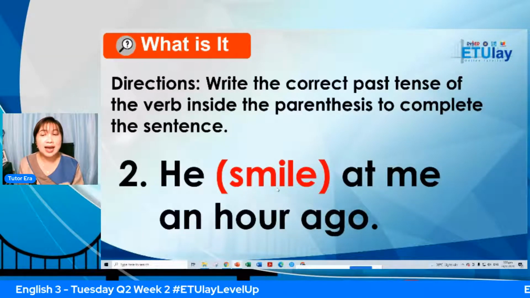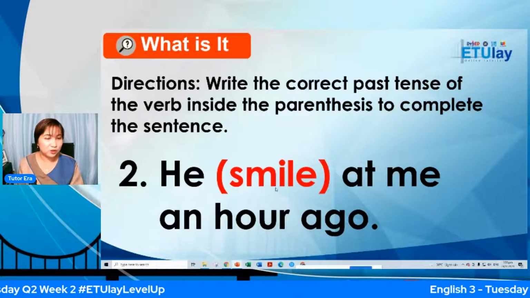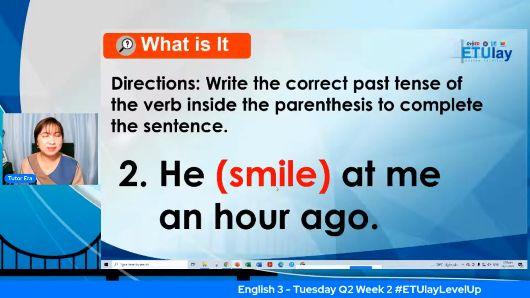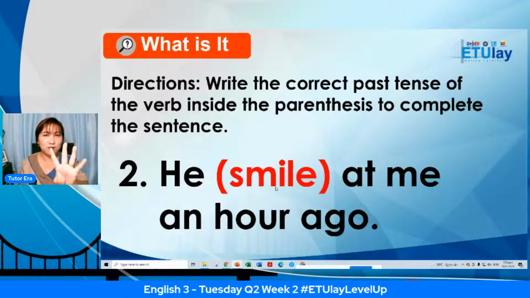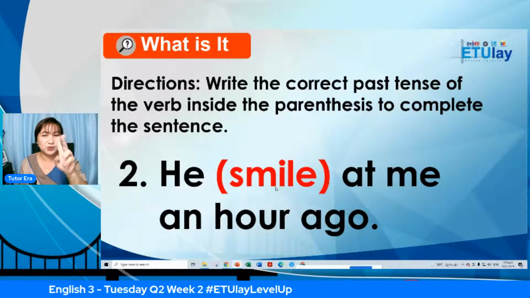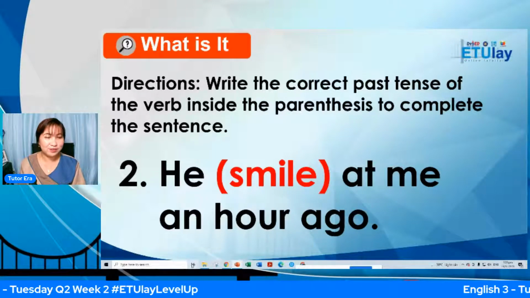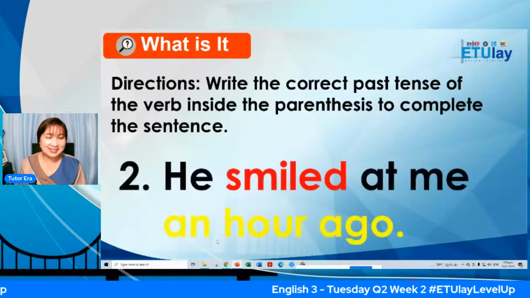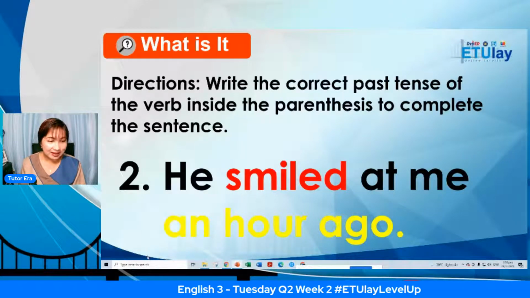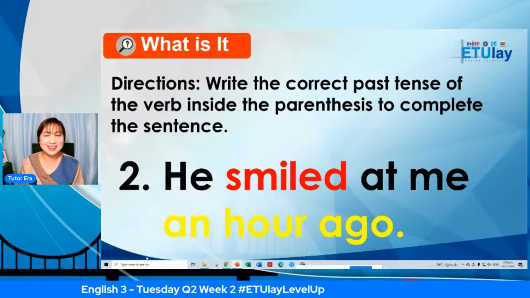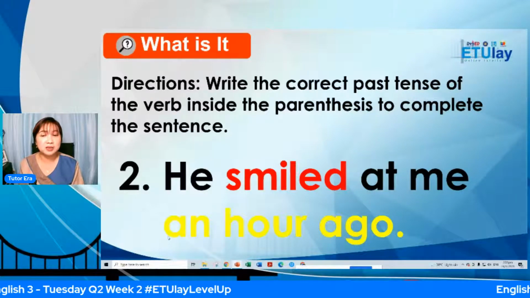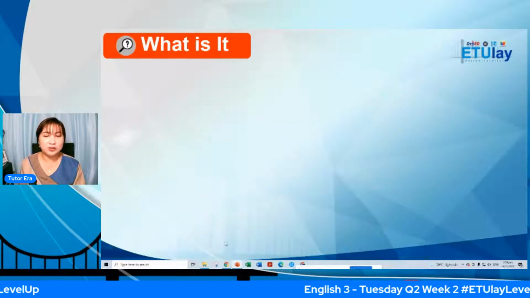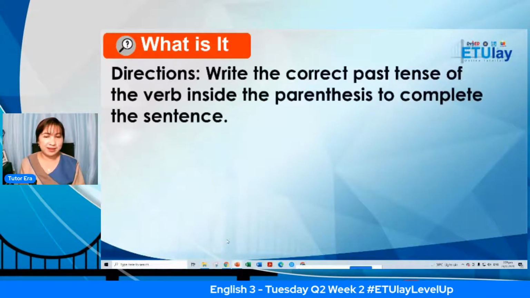He smiled at me an hour ago. What do you think is the answer for number 2? I'll give you 5 seconds. 5, 4, 3, 2, 1. What is the answer for number 2? Yes, smiled, Erin, Clint, Gallagher. Yes, your answer is correct. He smiled at me an hour ago. Take a look at the time expression, an hour ago. Now let's go to number 3.